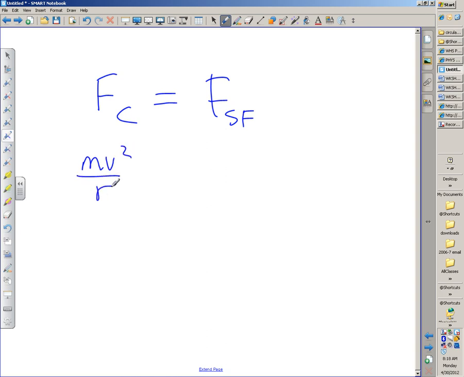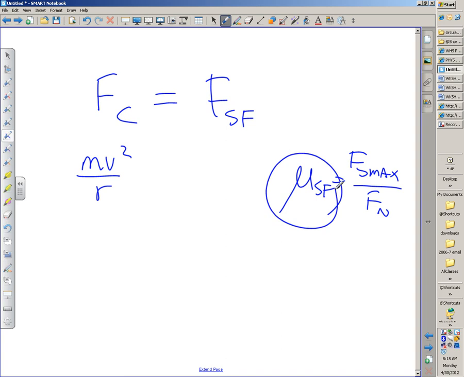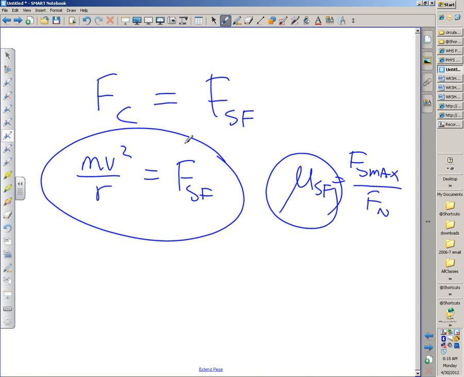And then, for the frictional force, we could rearrange this formula to solve for the static friction max. Or, if it's asking you to solve for the coefficient of friction, if you solve this equation, where you know that friction is providing the centripetal force, you can use the answer to this and then plug it in the coefficient formula to solve for the coefficient. Okay?